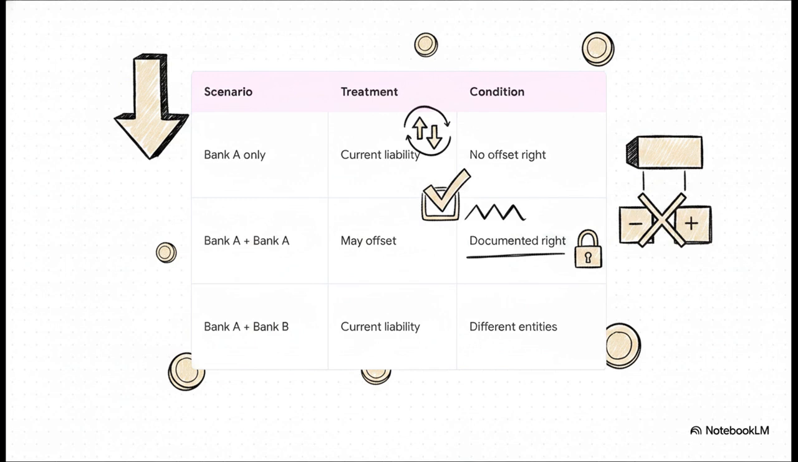Under US GAAP, you can only offset an overdraft if you have a positive balance at the exact same banking institution, and this is the absolutely critical part, you must have a formally documented legal right of offset in your account agreement. No documentation, no netting.